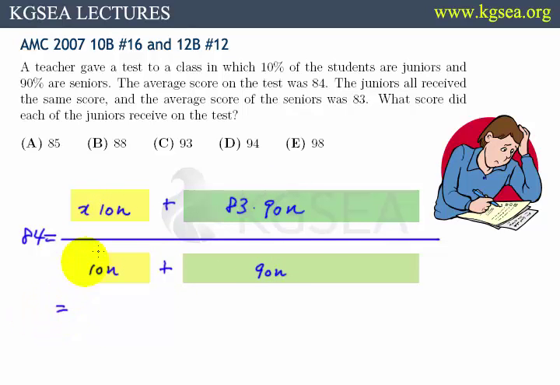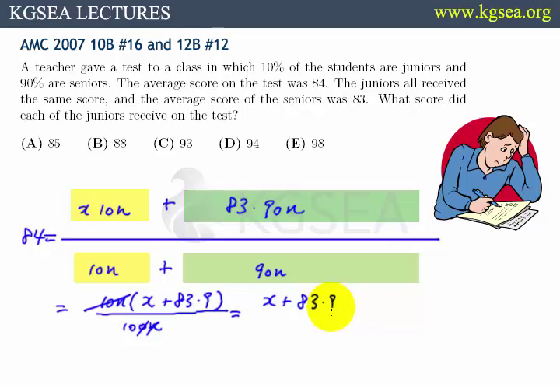So let me clean this up. What do we get? The bottom is very easy to clean up. It's 100n. Nothing more you can do. What about the top? I can factor out 10n, right? What do I have? x plus 83 times 9 is what I got. 10n happily goes away with 10n and leaves me 10 on the bottom. So that's x plus 83 times 9. I'm not multiplying this, hoping that I can get a break of some sort. It equals 84. Now I'm solving this equation here.